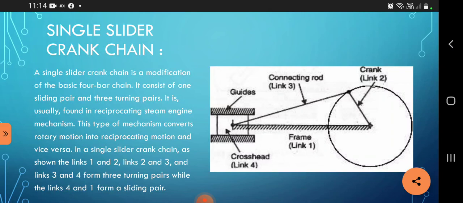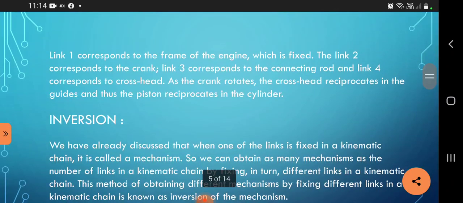In the single slider crank chain, as shown, links 1 and 2, links 2 and 3, and links 3 and 4 form the turning pairs, while links 4 and 1 form a sliding pair. Link 1 corresponds to the frame of the engine, which is fixed. Link 2 corresponds to the crank. Link 3 corresponds to the connecting rod, and link 4 corresponds to the crosshead. As the crank rotates, the crosshead reciprocates in the guides, and the piston reciprocates in the cylinder.